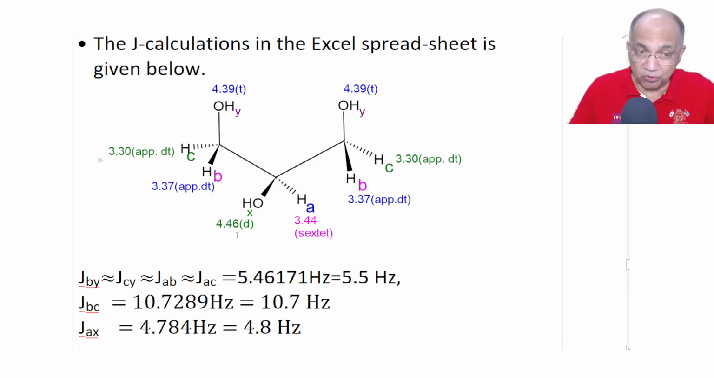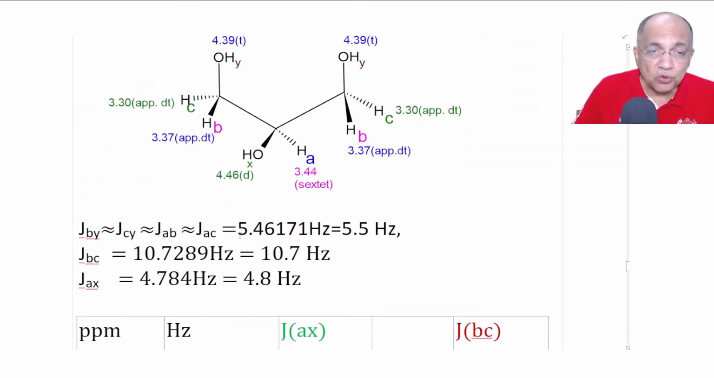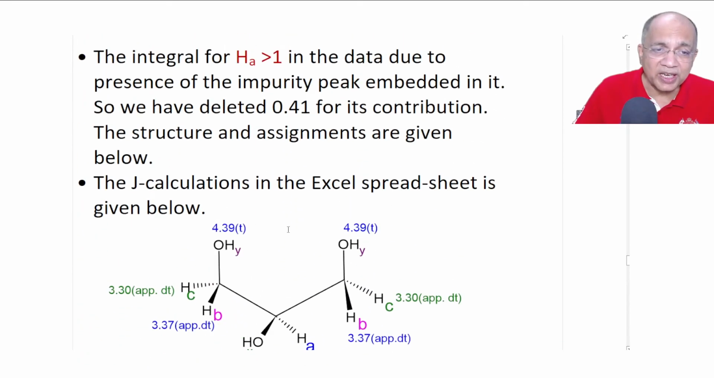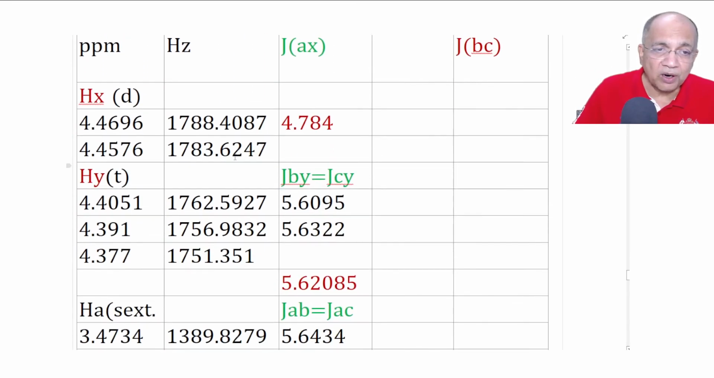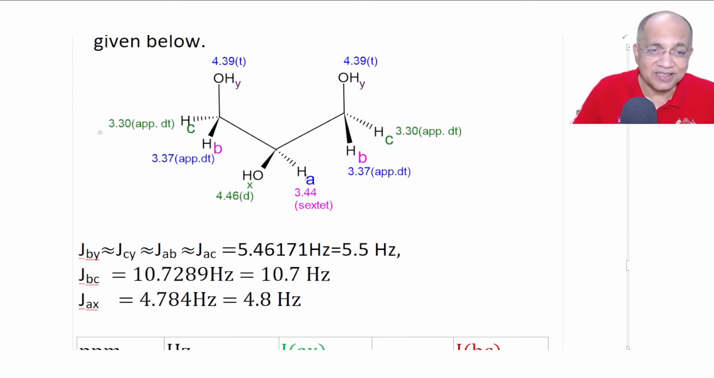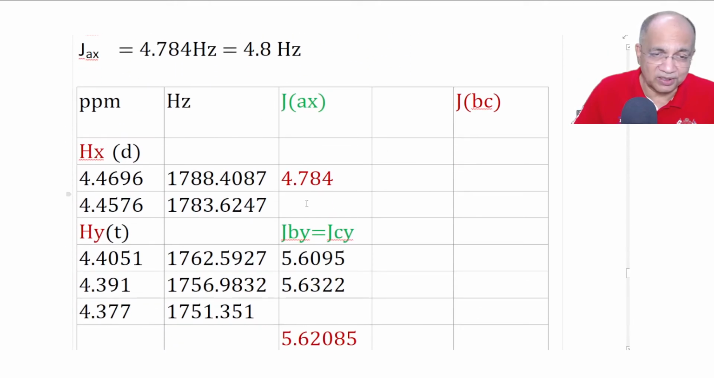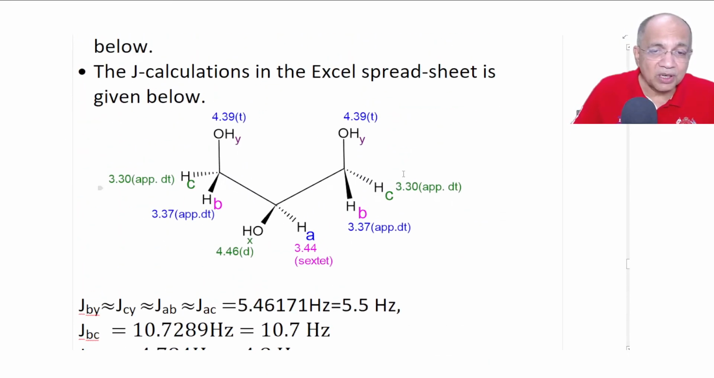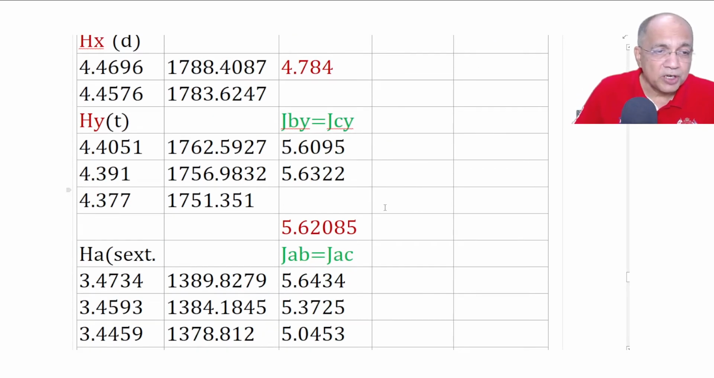In the beginning, in the downfield region, gone. Now, using this spreadsheet, we have found out for HX, there is no problem. We have found out from these two, there is only 2 data, doublet. So the difference between these two will give you the JAX, the coupling constant between this A and X, the 3-bond coupling constant. It is 4.78. And for the HY, we have 2 values. This minus this minus this. So the average is 5.6, which is greater.